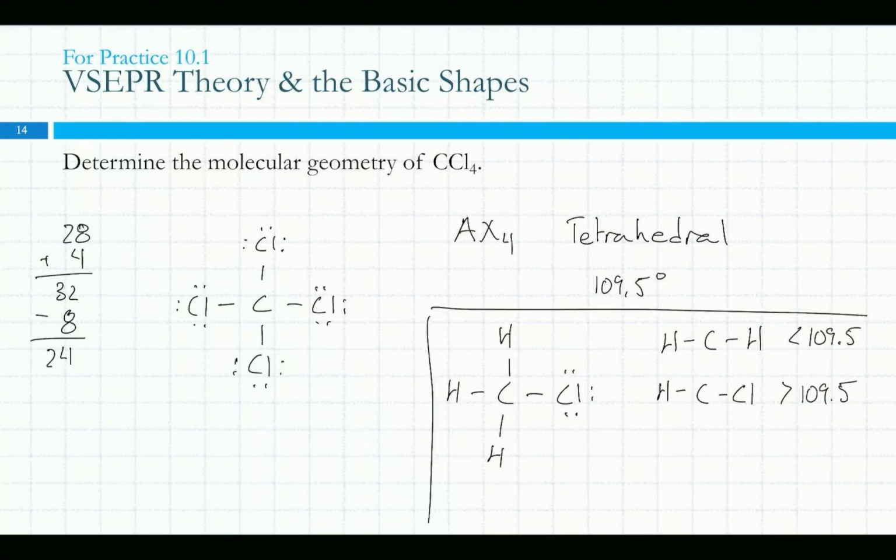Cool. So the basic shapes are all the AX2, AX3, AX4, AX5, AX6. So there's 5 of them because AX1 isn't a thing. It is, but it's always a line because it's only 2 atoms.